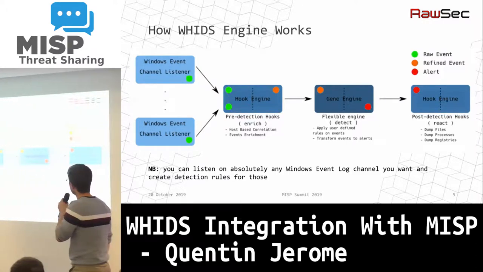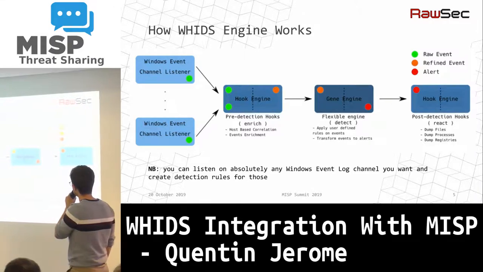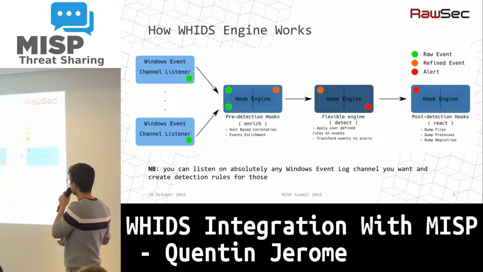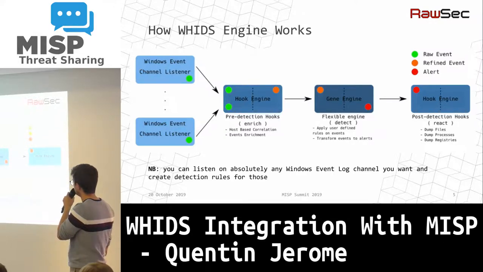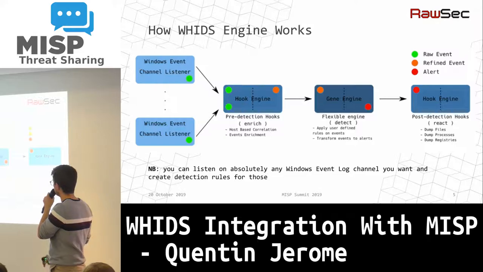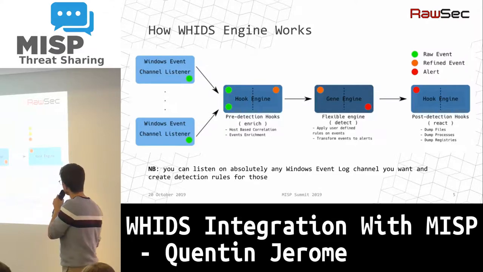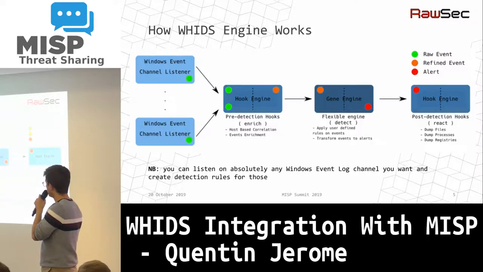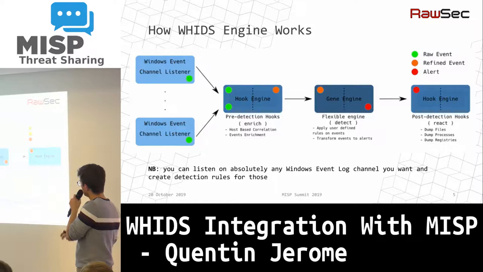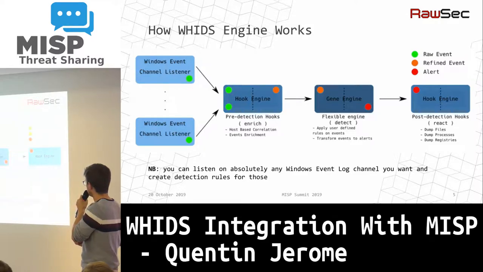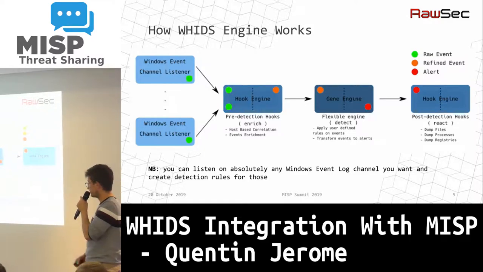So how does it work? You can listen on any Windows channel, as I said, and then those events go to the hook engine. The hook engine is the first pre-detection hook, which does the correlation. It can take several events and correlate them to create an enriched event. Then those events are pushed to the gene engine. This engine is responsible for detecting a suspicious event and transforming this event into an alert. The alerts are then sent to the post-detection hook, which reacts to the alert by dumping files, processes, or the registries.